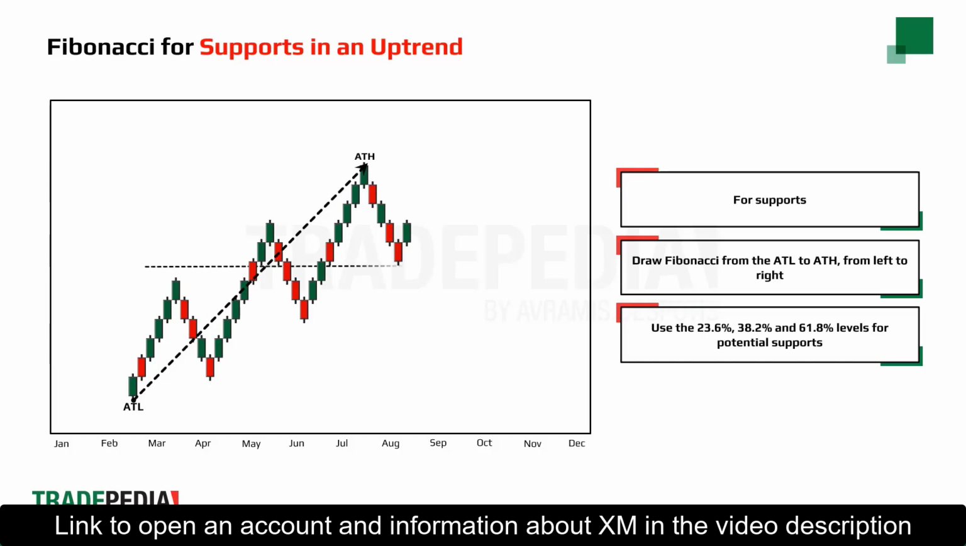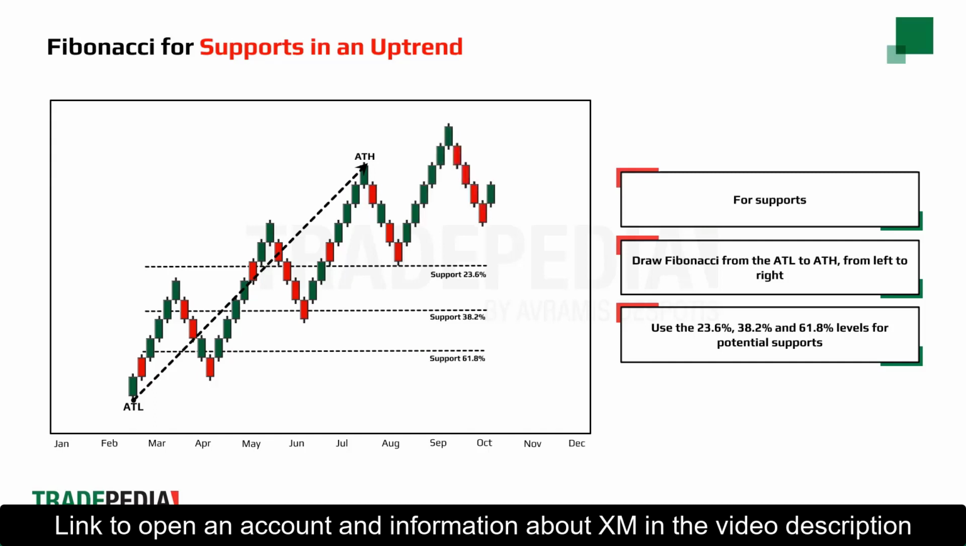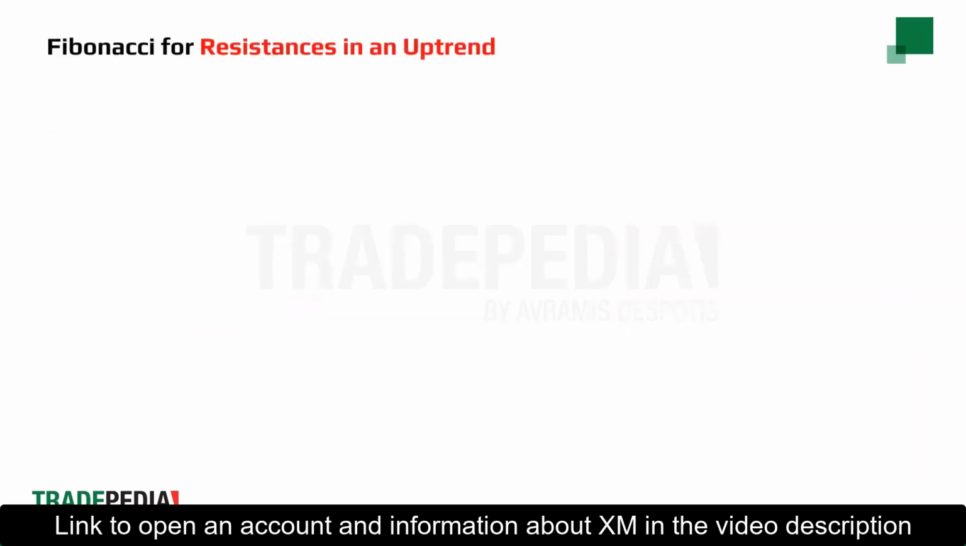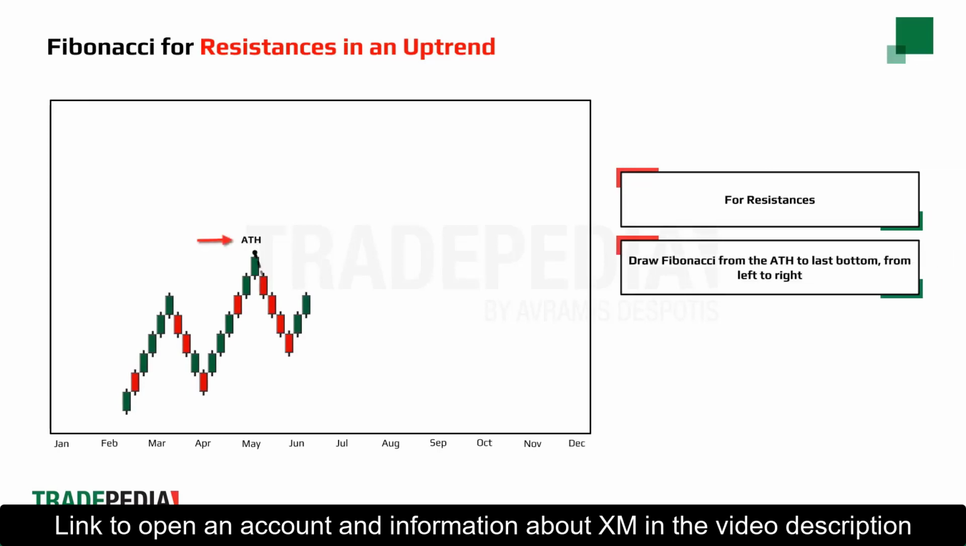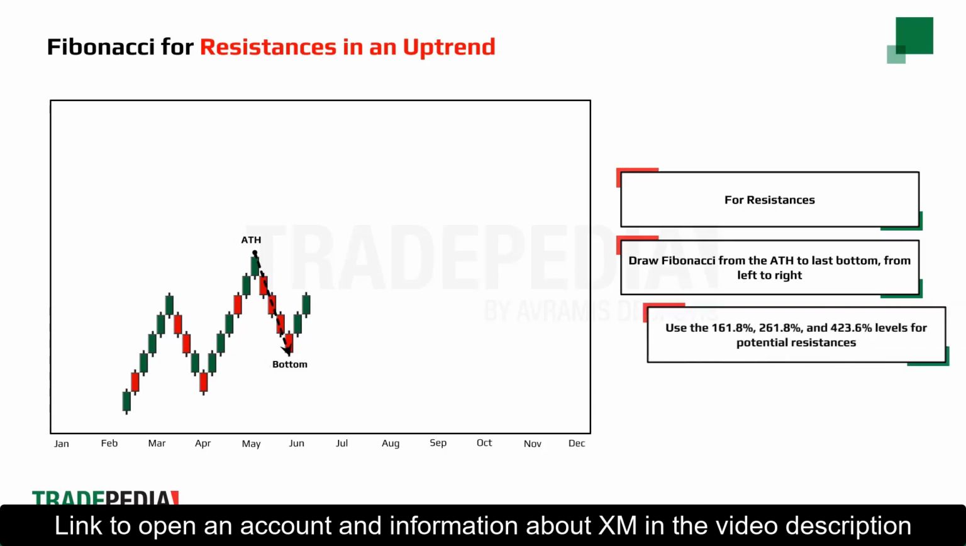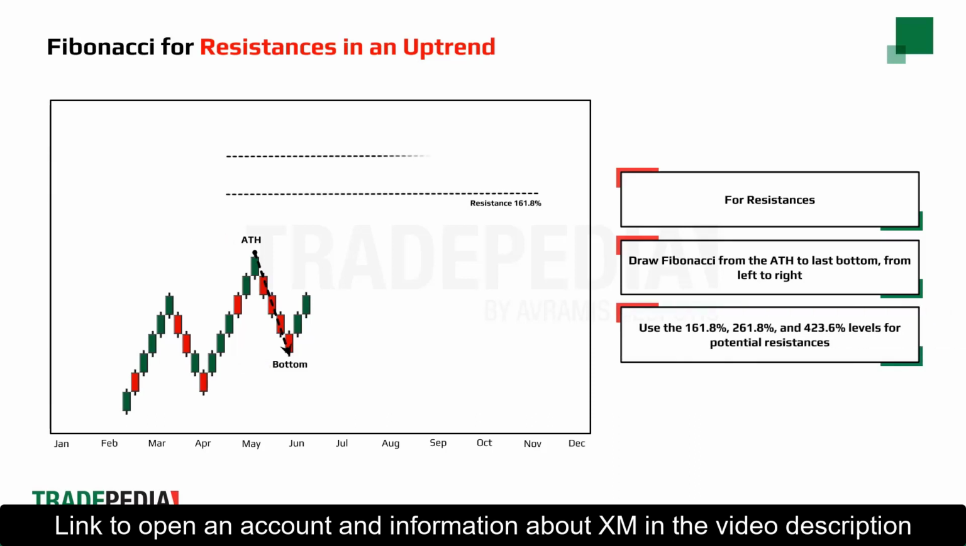Use the 23.6, 38.2, and 61.8 as potential supports. For resistances in an uptrend, draw Fibonacci from the all-time high to the last bottom, always from left to right, and use the 161.8, 261.8, and the 423.6 levels for potential resistances.